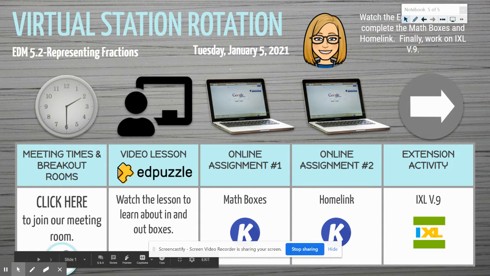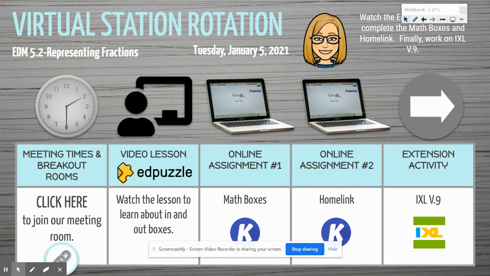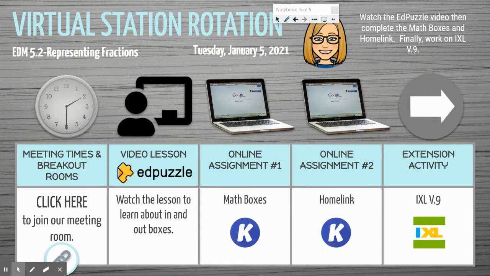Hey guys, so today we are going to be working on Everyday Math lesson 5.2, representing fractions. And for this lesson, you will be completing the EdPuzzle, then the math boxes, the home link, and IXL V9. So we'll go through all of those when we get to it.